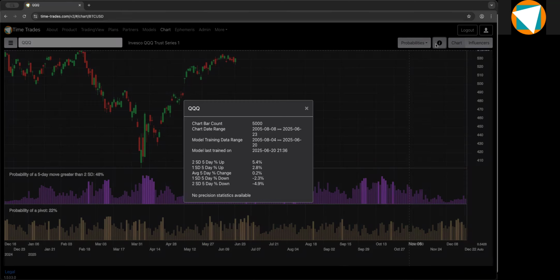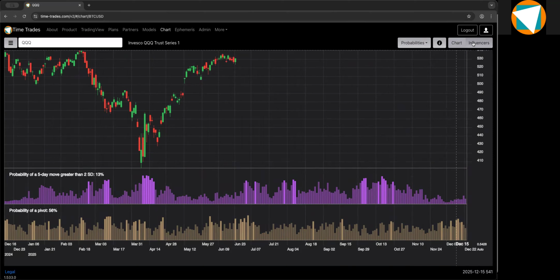Moving over here, we have a little info icon that shows a little bit of information on the symbols. It shows the total number of bars in the chart, the date range in the chart, and the training data. So this is the data that was used to train the AI, the date that the model was last trained on, as well as some definitions of what 1 and 2 standard deviation moves look like. We are going to be adding precision statistics that are collected with each of the model retrains. So that's coming soon.